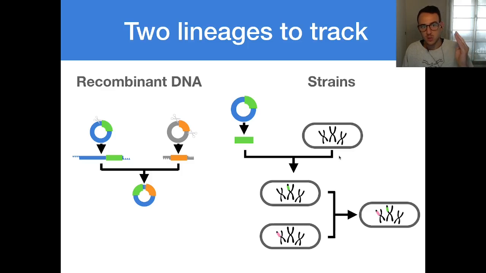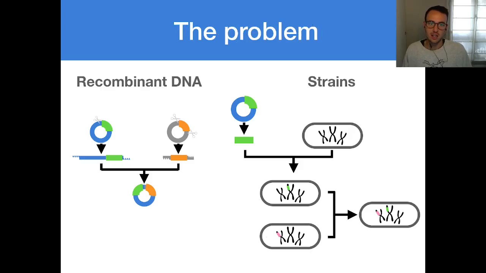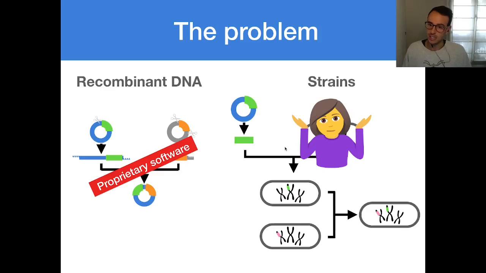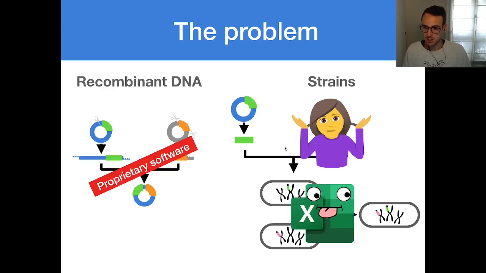So we have to track two lineages, the lineages of the sequences of recombinant DNA, but also the lineages of alleles in the strains. And what is the problem? The problem is that tracking recombinant DNA lineage is possible with proprietary software, but we cannot export this information in a way that is readable by computers. And for strains, there's just simply no software that does this, and people just tend to use Excel. So of course, it's very inconsistent, and the information about laboratory collections cannot be used or read by computers.